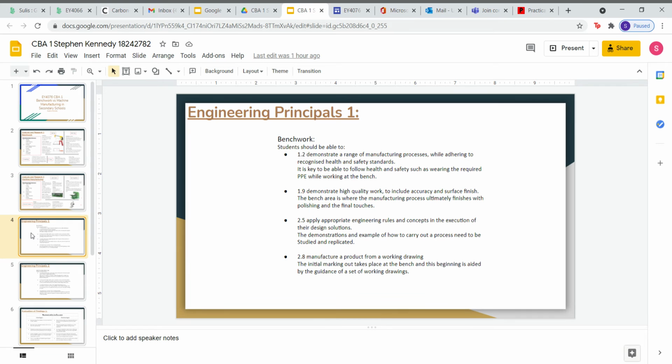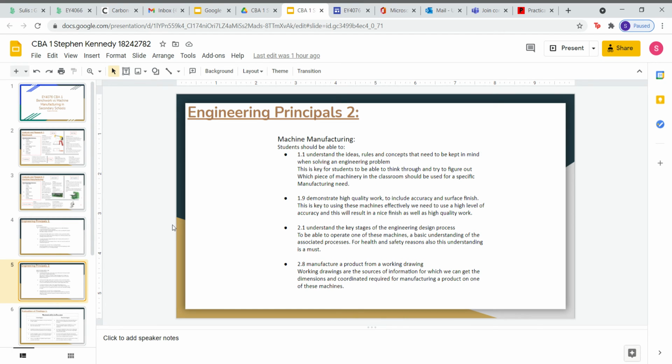Then I moved on to the engineering principles. For the bench work, 1.9, demonstrate high quality work to include accuracy in the surface finish, and I just included a little bit of information under these. So I said the bench area is where the manufacturing process ultimately finishes with the polishing and final touches.